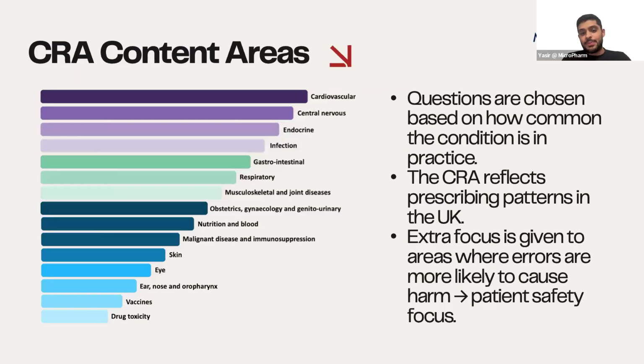And that's primarily because what they've tried to do with this table is base the questions on how common the conditions are in practice. So they really want to reflect prescribing patterns in the UK. And there are some very important conditions that need to be considered that are covered in the musculoskeletal and joint disease chapter.